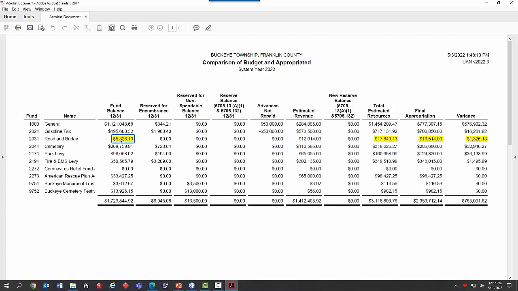The problem is if I reduce this number by 1750, I'm going to get a compliance violation because we have appropriated almost all of our resources available. And you can see in my variance column, it shows me how much resources I can reduce without getting an amended certificate. And I only have 1326.13, and I need $1,750. So what has to happen?